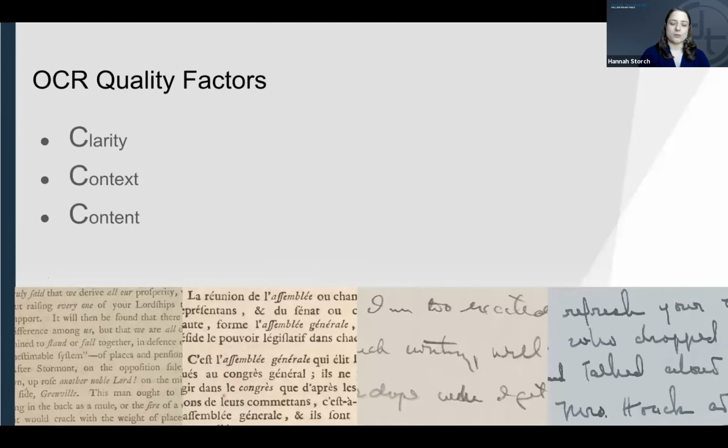So the main question that we're all asking ourselves is, how good will the OCR for this document be? And to answer that, we really have three key factors: the clarity of the writing, what you want to use the OCR document for, or in this case, the context, and then the language that it's written in, which is the content.